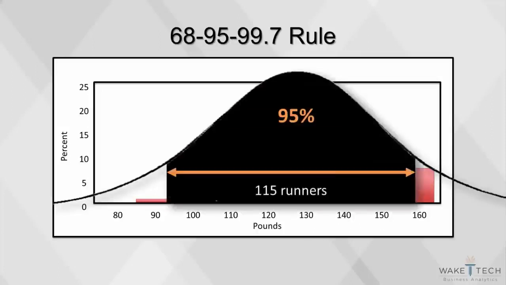Furthermore, 95% of our group, or about 114 runners, should fall within 2 standard deviations of the mean, or between 96.8 and 158.8 pounds. The data shows that 115 runners fall within 2 standard deviations of the mean.